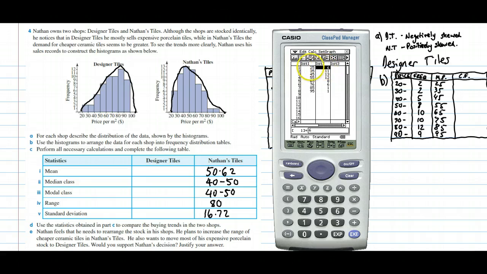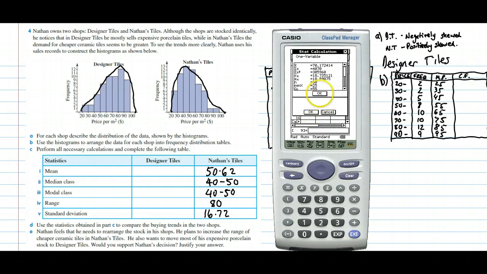Okay, next we need to work out the values for designer tiles. So the midpoints are actually all the same. We just need to change the frequencies. So they'll be 2, 2, 5, 8, 10, 10, 12, and 9. So with those values, we go to calc, one variable, list 1, list 2, okay. And here we are with our new statistics.